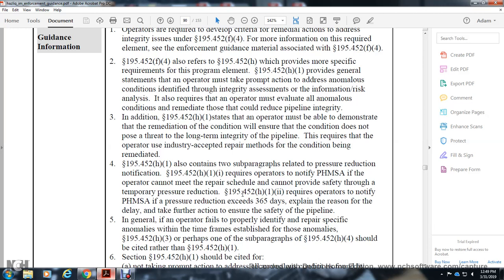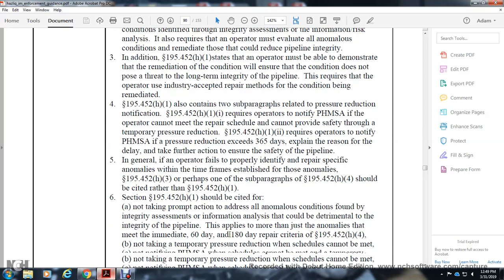195.452(h)(3)(i) requires the operator to notify PHMSA that the operator cannot make the repair schedule and cannot provide safety through the temporary pressure reduction. 195.452(h)(3)(ii) requires the operator to notify PHMSA if the reduction exceeds 365 days, explaining the reason for the delay, and to take further action to ensure the safety of the pipeline. Generally, the operator should properly identify the repair-specific anomaly with the time frame established for the anomaly in the 195.452(h)(4) subparagraph, and these should be separate from each other rather than 195.452(h)(1).